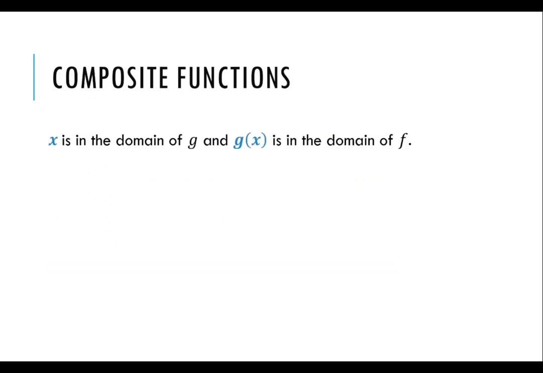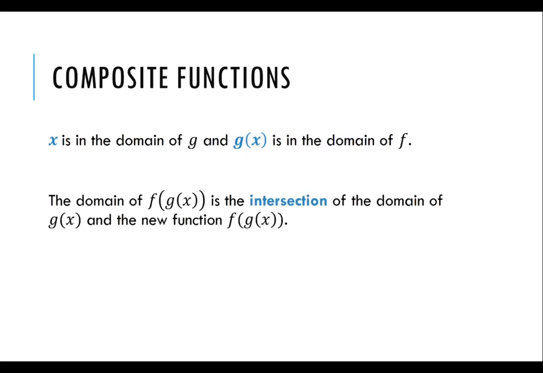When considering the domain of composite functions, the thing to remember is that x is in the domain of g, and then g of x is in the domain of f. But what that really means is that the domain of f of g of x is the intersection of the domain of g of x and the new function f of g. So you have to take two considerations into account, that is, your initial function and the composition, and then look at where those two domains overlap.